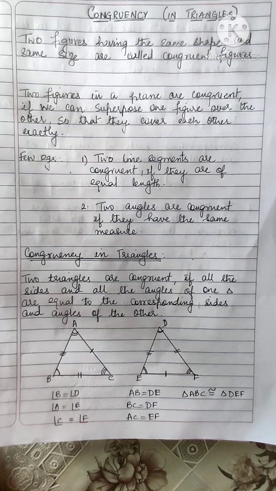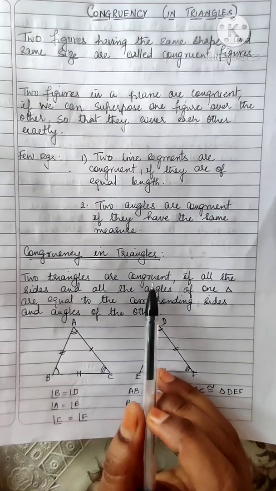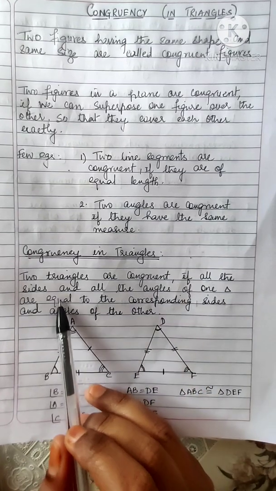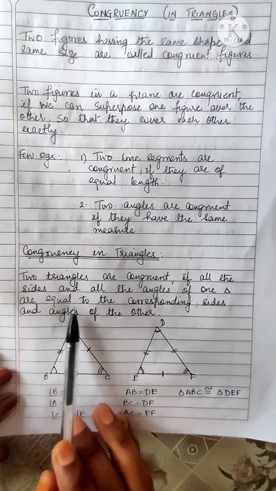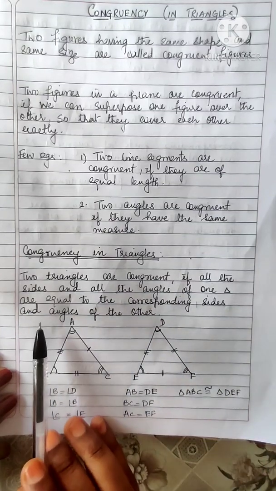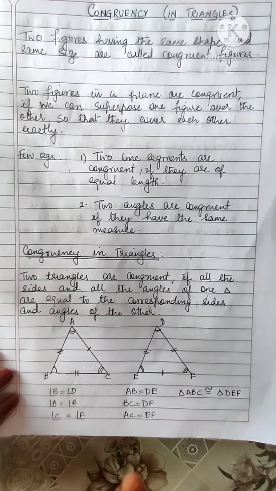Now if you know about triangles, there are 6 elements, that is 3 sides and 3 angles. So here the 3 sides and 3 angles play a major role in defining congruency. Two triangles are congruent if all the sides and all the angles of one triangle are equal to the corresponding sides and angles of the other.